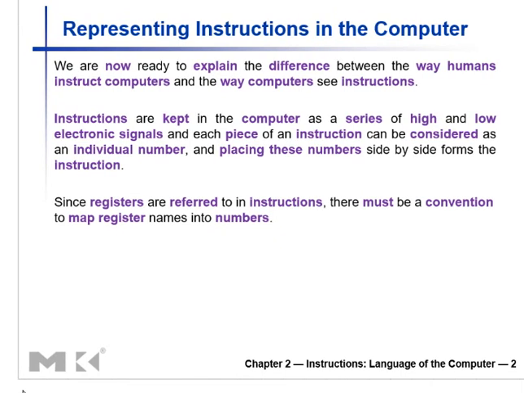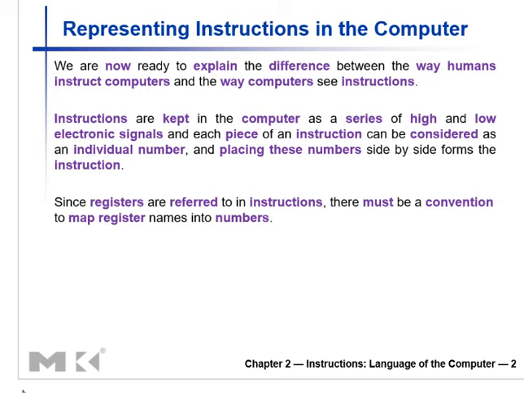When you are writing a program, you will be writing many instructions. So the instructions instruct the computer, and we are going to tell the computer to do certain operations. Actually, instructions are kept in the computer as a series of high or low electrical signals, like zeros and ones. Of course, we write it in assembly language like MIPS assembly language or x86, but computers see the instruction as electronic signals like zeros and ones.